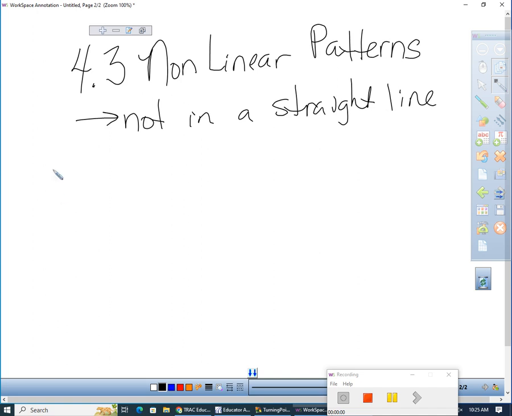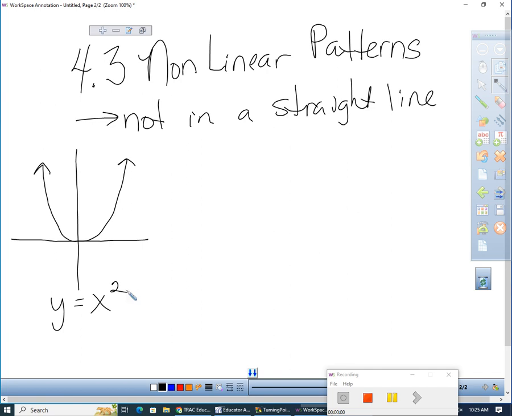So, not in a straight line. A graph that you might get that is not in a straight line is what we call a parabola. It makes a U on your graph. This graph is a y equals x squared graph. It's technically called a quadratic. We're going to spend months doing these this year. You're going to love it. Okay?